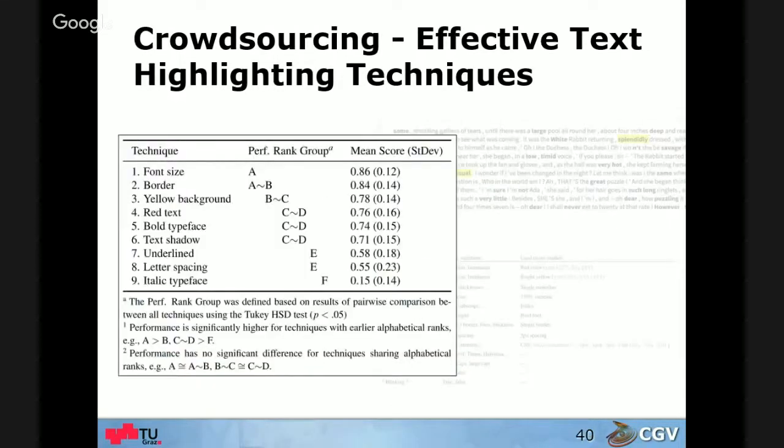Based on a Mechanical Turk study, we could compile a ranking of such typeset operations, where, not unexpectedly, the font size ranked best, followed by applying borders, background highlighting, typesetting in red text color, bold typeface, etc. So this is an example of evaluation that probably is more applicable to low-level tasks, which can be formulated in simple short-run experiments to gather statistical feedback.